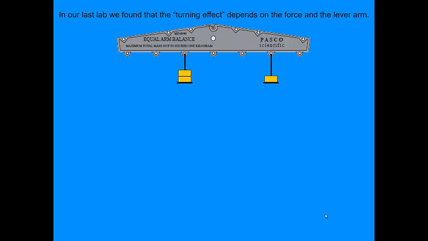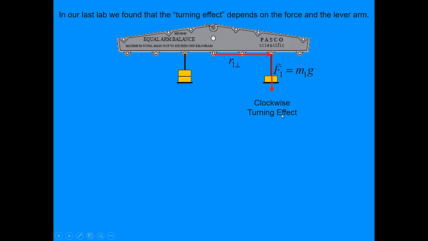So in using our equal arm balance device that we used in the lab, if we set it up so that things were balanced, notice it's horizontal here, right? We had a turning effect due to this lever arm for this mass and on this force of gravity. In this case, it's a force of gravity, so it's m1g, right? And this was the lever arm.